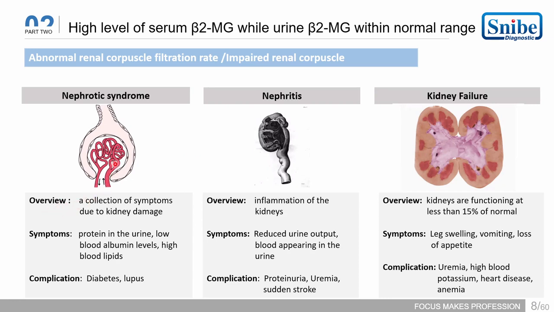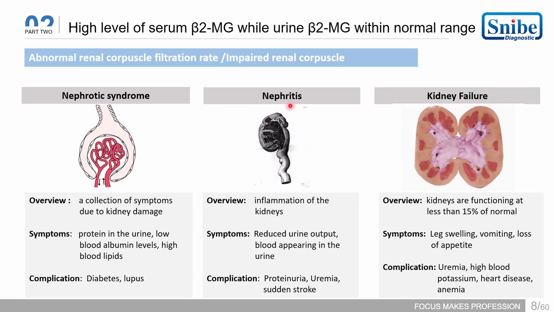So the overview of nephrotic syndrome is that it is a collection of symptoms due to kidney damage. The symptoms are protein in the urine, low blood albumin levels, and high blood lipids. So this condition, or nephrotic disorder, may also be due to chronic diabetes mellitus, and lupus is also one of the leading causes of nephrotic syndrome.